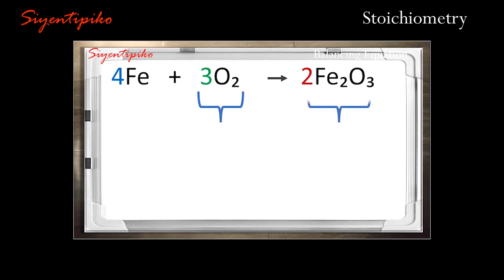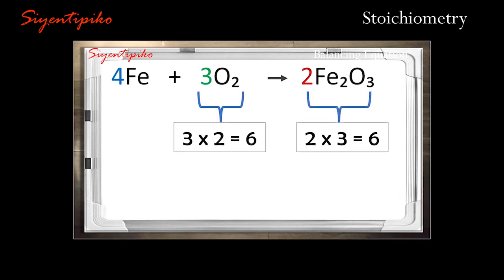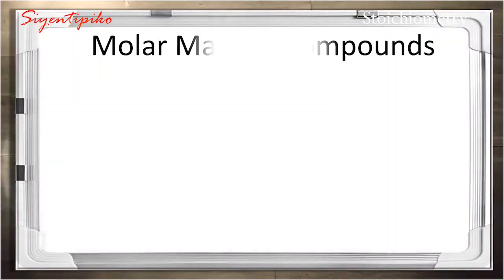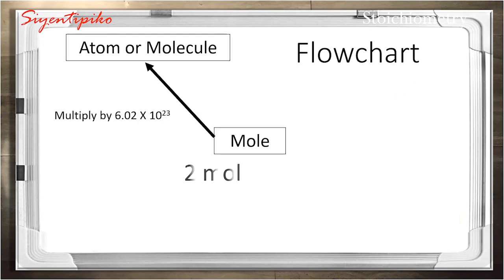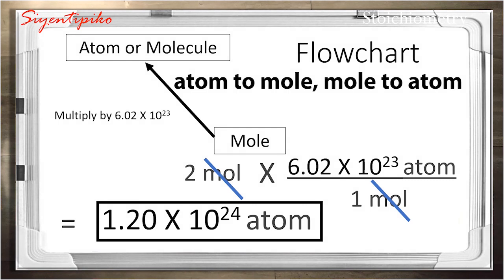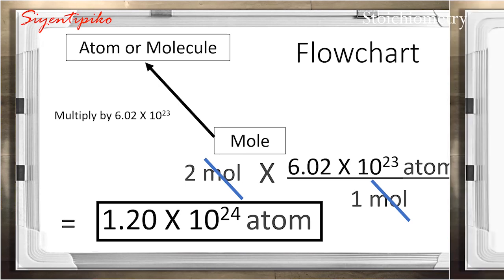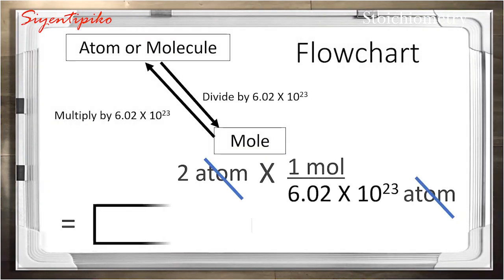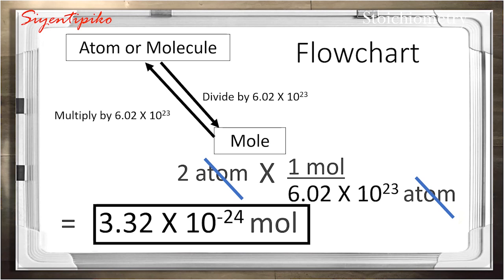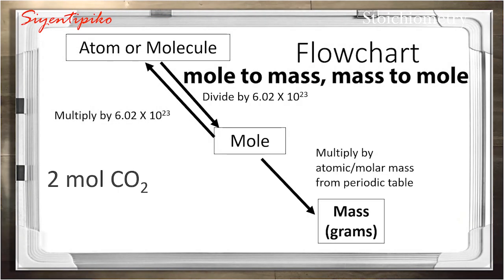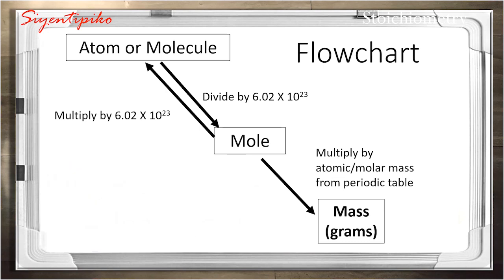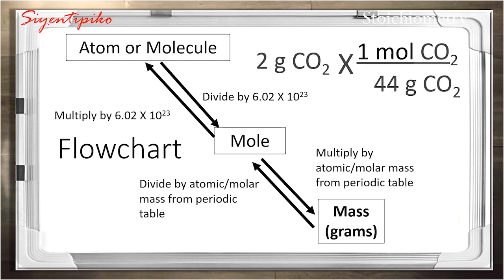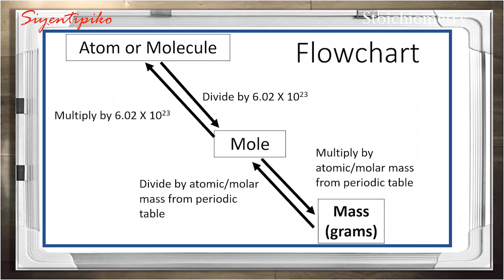To be able to do mass to mole conversion or vice versa, I would have to show you how to get the molar mass from atomic masses first. The molar mass of a compound is given by the sum of the relative atomic masses. Next would be a flowchart of how you would convert atoms or molecules to mole or vice versa, and mole to mass and vice versa. 6.02 times 10 to the 23rd is called the Avogadro's number. Mole to atom or molecule to mole, mole to mass, mass to mole. So everything must go through moles.